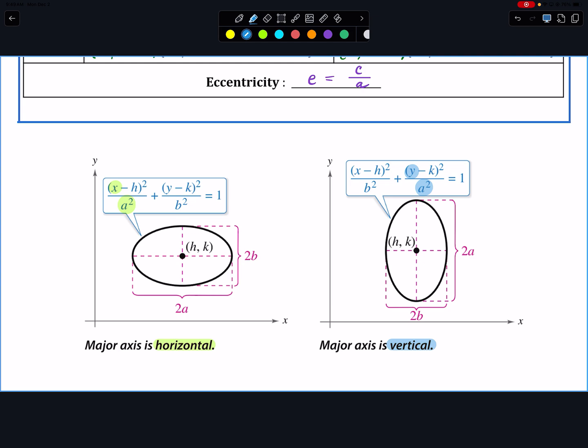Okay? Notice that it's always equal to 1. That's just the formula. Okay? Any questions so far?